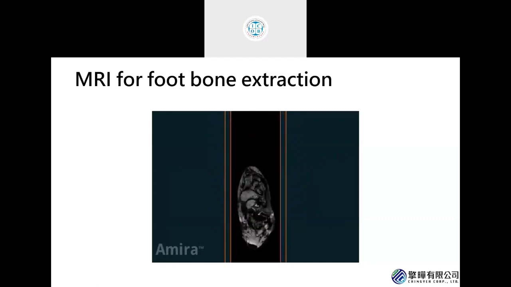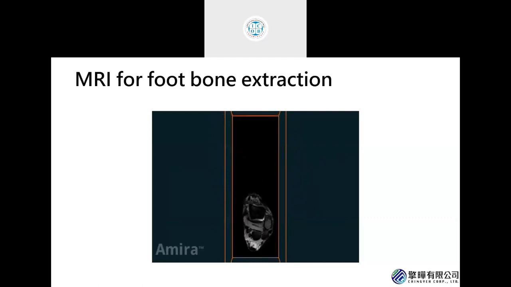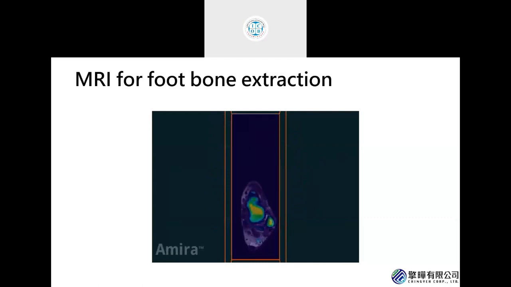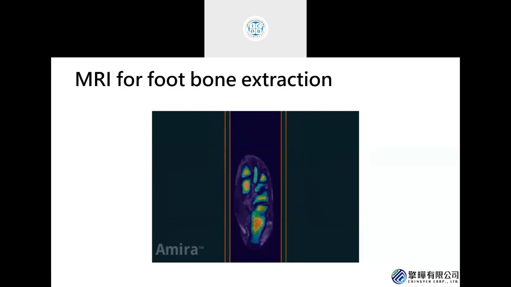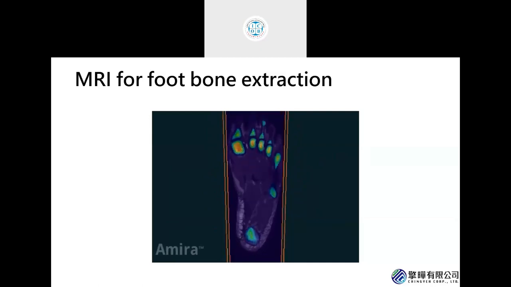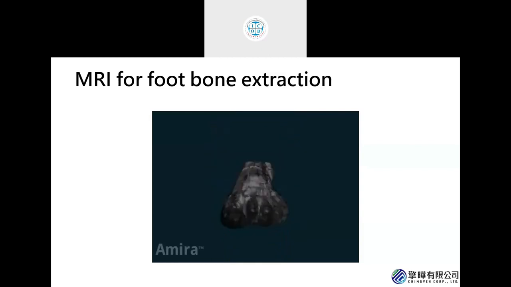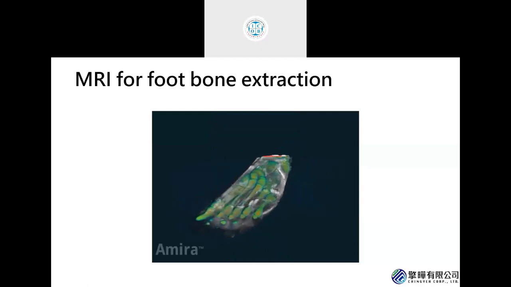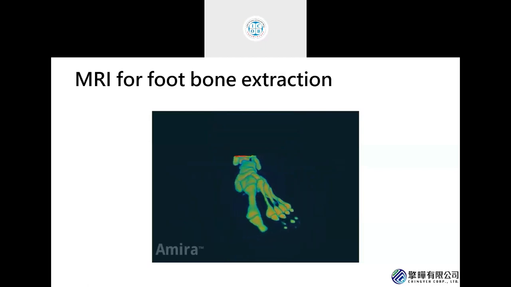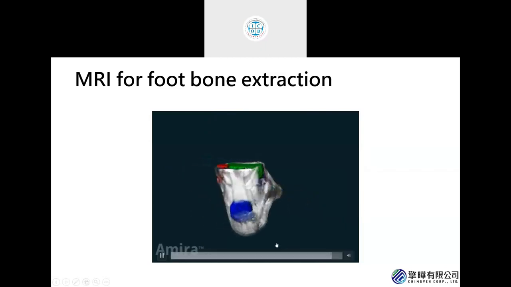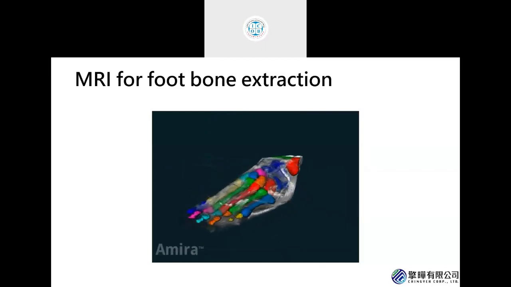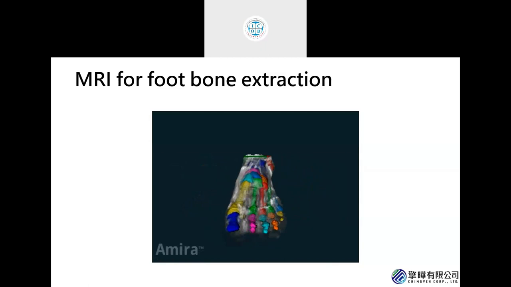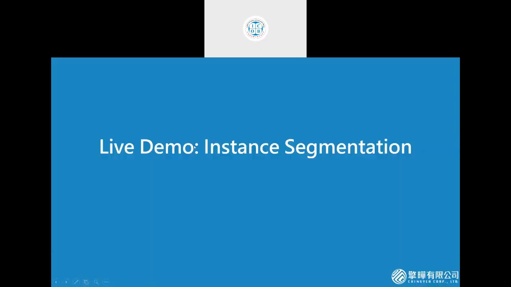So we have already demonstrated two kinds of segmentation, right? The first is semantic segmentation. If you have an image with different materials that can be identified by intensity or something like this, you can use deep learning and ground truth together to do the training. But if you want to do instance segmentation like this, later I will introduce how to do that in Amira software. Okay, so how could we do instance segmentation?